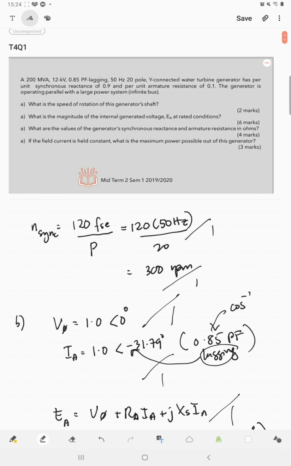For any per unit computation, it is important that you can use different approaches: you can use per unit straight away, or you can convert it first, depending on what information is available.